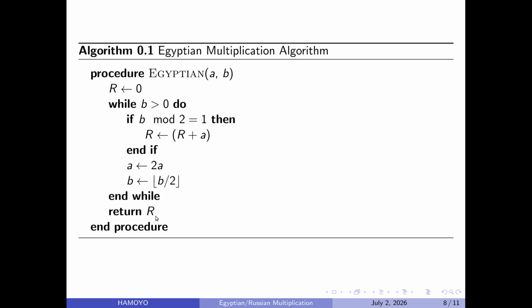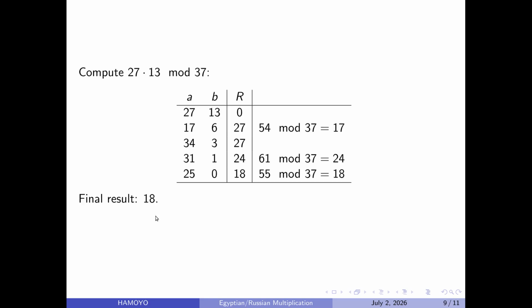But what of the modular variant? Can we tweak it a little for the modular variant? Yes. It's the same procedure. We have A to be 27, B to be 13, and R to be 0. B is odd, so we have 27 plus 0 under the R. And we multiply A by 2 and divide B by 2. We divide B by 2, we have 6. We multiply 27 by 2.